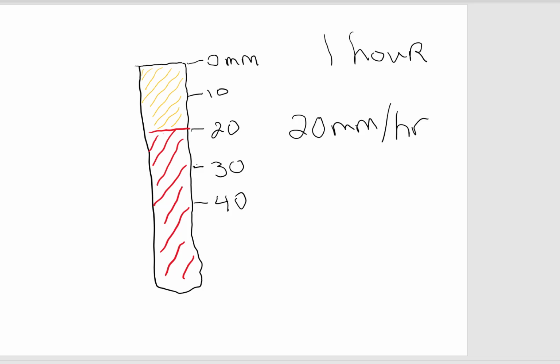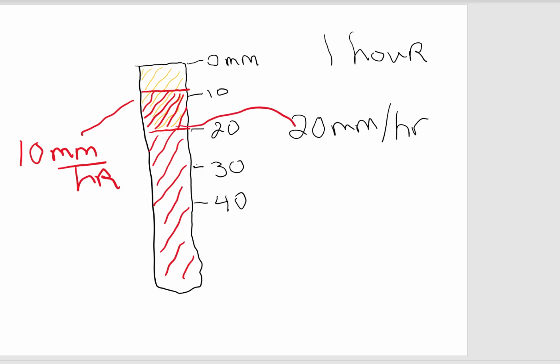Let's say after an hour, another patient had this result. The second patient would have had a result of 10 millimeters per hour. The patient that had 20 had a faster sed rate. Their red blood cells settled more quickly. The patient on the left had a slower sed rate.